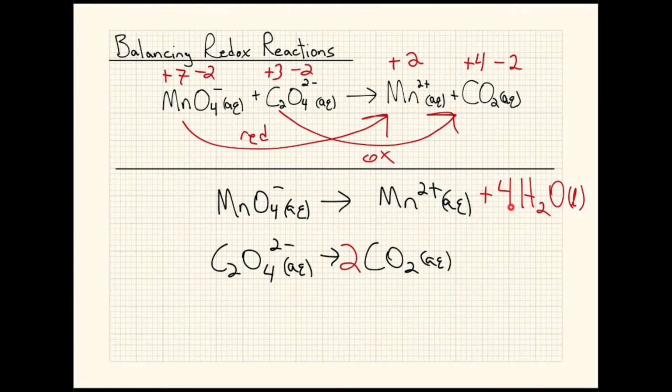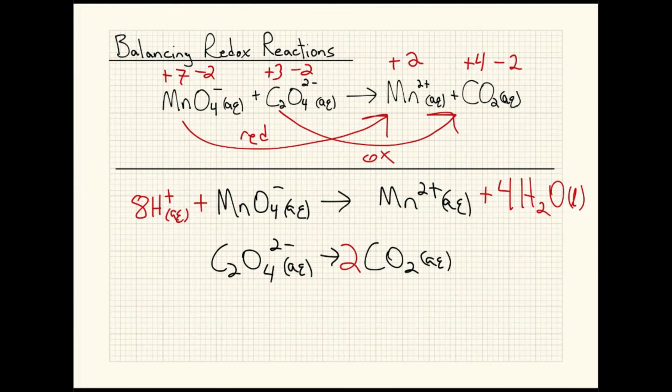Now, in the reduction reaction, I can see that I've got 8 hydrogen atoms. And so what I'm going to need to do is add 8 hydrogen atoms to the left-hand side of this equation. And how I do that is in the form of H+ ions. You'll recall I assumed that this process was happening in an acidic medium.